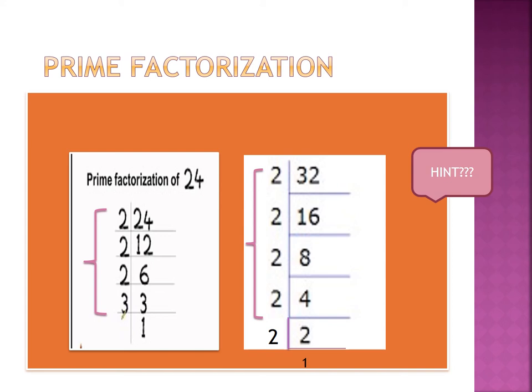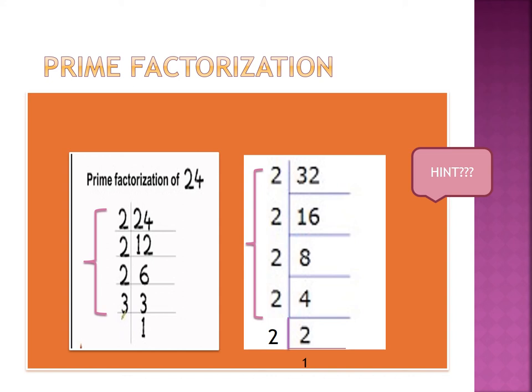Yes, there is a bracketed digit. I put brackets so that you can easily identify them. The digits in the brackets are your prime factors. See, 2, 2, 2 and 3 are your prime factors in the factorization of 24. And in the factorization of 32 there is 2, 2, 2, 2 and 2. There are five 2's in the factorization of 32.